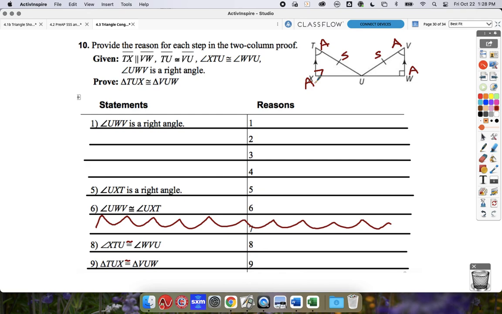No. So I can't use HL because I have a pair of H's, but there's nothing that says the L's are the same. There's no other way to say the sides are the same. Does the L have to be on the bottom or can it also be on the side? It's indiscriminate. It could be the top or the bottom. Okay? So angle UWV is a right angle. That is written right here.